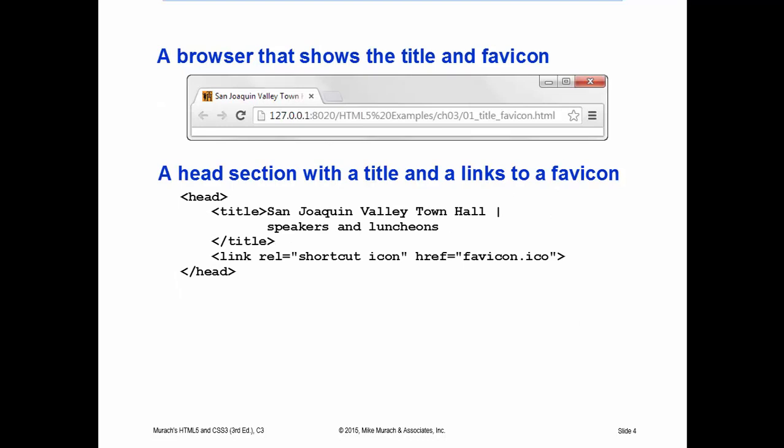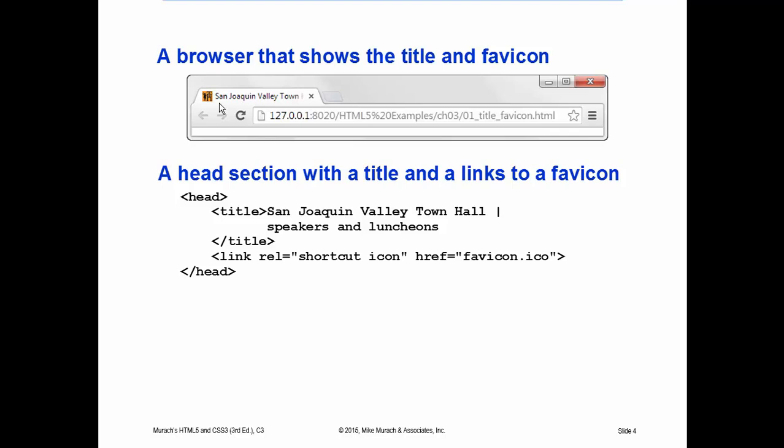Alright, a browser that shows the title and the favicon. Well, in your head section, among other things, you typically have a link. You can have a link to a spreadsheet, but this is a link to a favicon. That favicon right there, favicon.ico, is this right here. Maybe you've gone out to a website for a company and they have a little thing in the upper left-hand corner of the title bar that looks like the company's logo or something else. Sometimes people even have their own picture in there as a favicon.